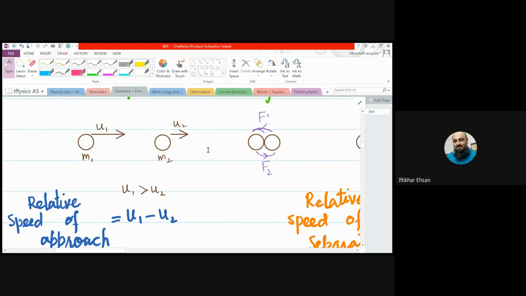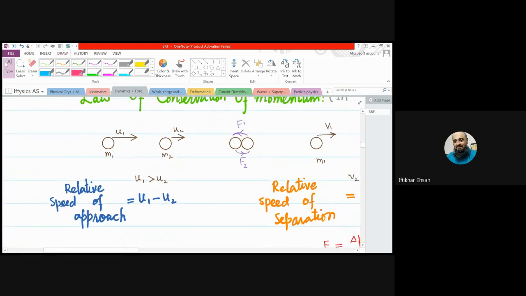For a force to create a change in momentum, there needs to be a force, and for that, the speed of the object coming from behind should be faster. So u1 must be larger than u2, so they could come in contact and apply force.